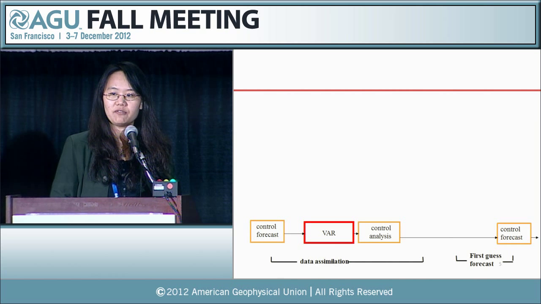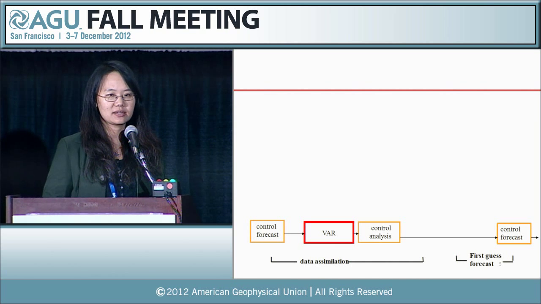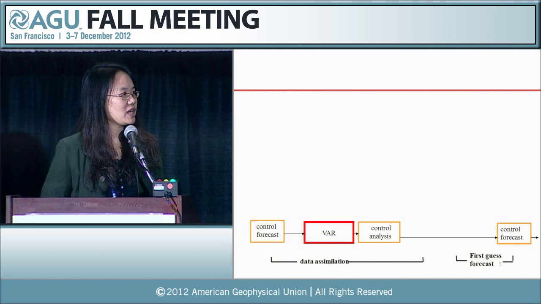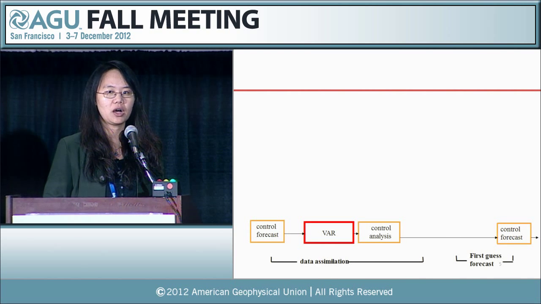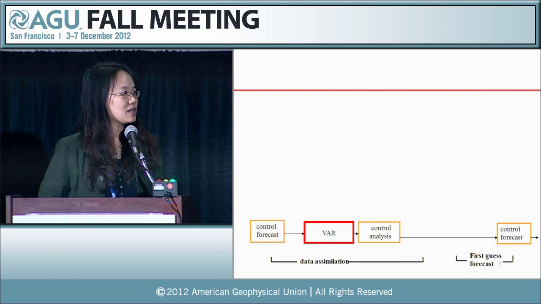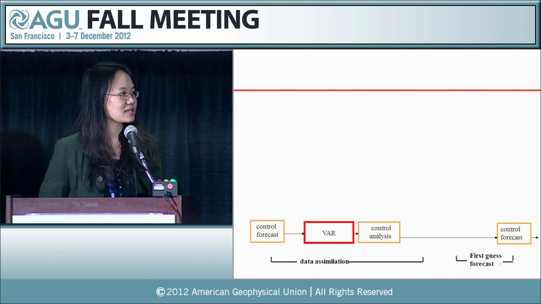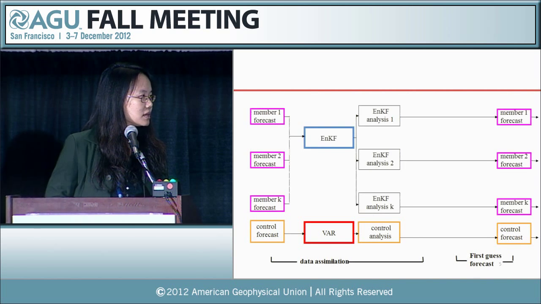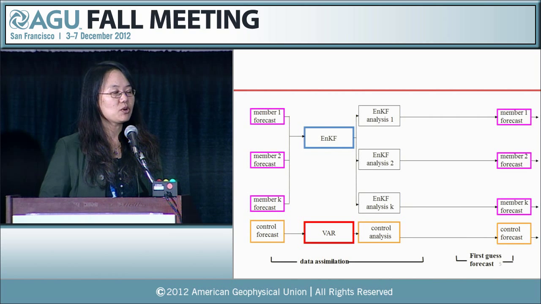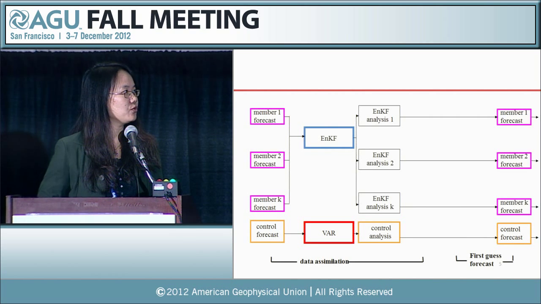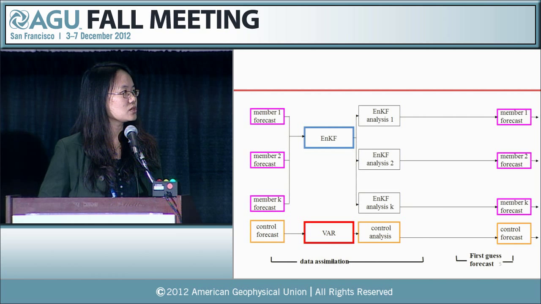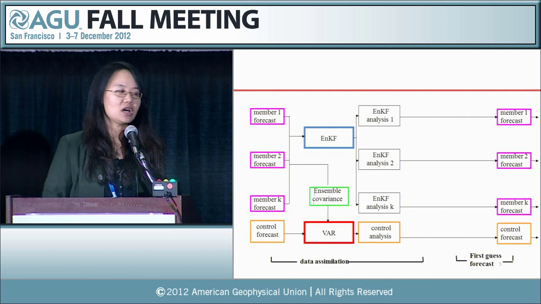Before the emergence of the hybrid system, there were two parallel data assimilation frameworks. One is the variational method. It's very popular for operational centers. It involves a single forecast-analysis cycle. Another one is the ensemble Kalman filter. It involves multiple forecast-analysis cycles. And hybrid is a combination of the two.